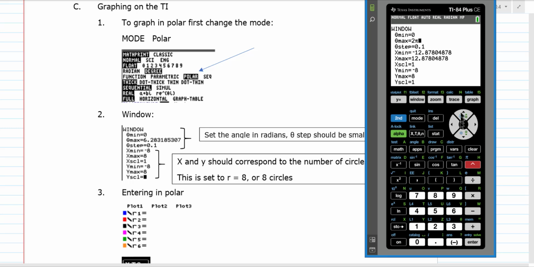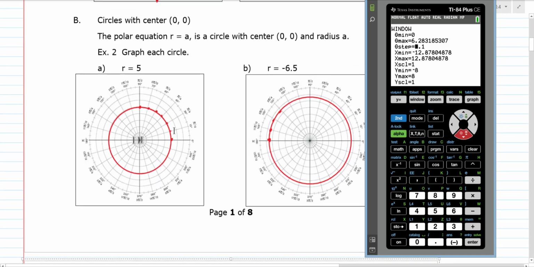I might change that. And then this theta step, you want that to be pretty small. If it's too small, it'll take forever to graph this stuff. If it's too big, then it won't look right. So 0.1 is a pretty good standard. What I'm going to do on this is, these polar graphs that I've given you, they go out to a radius of 8.